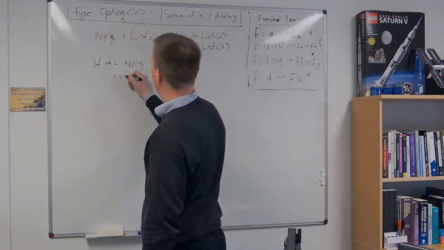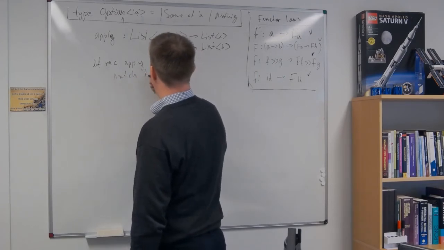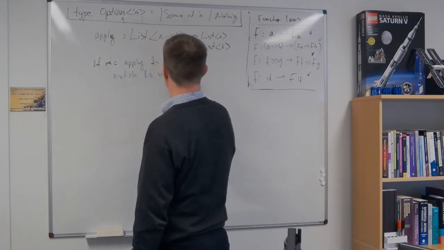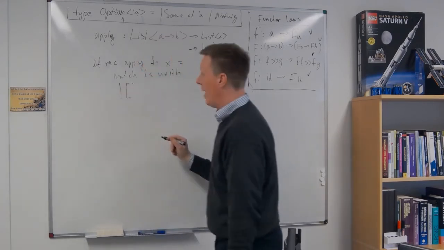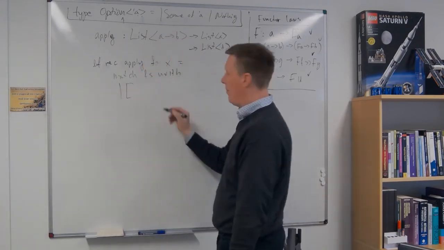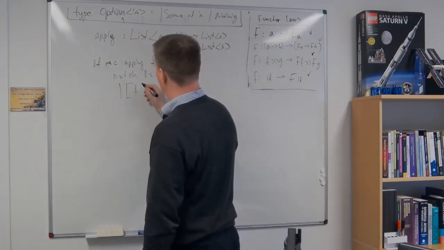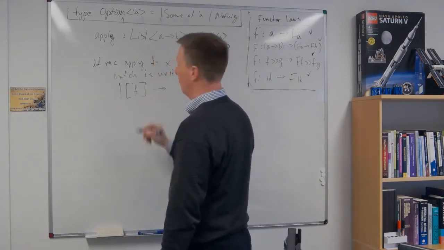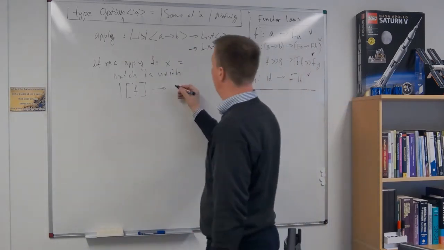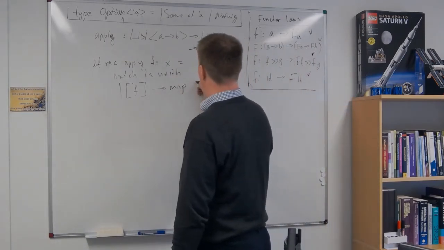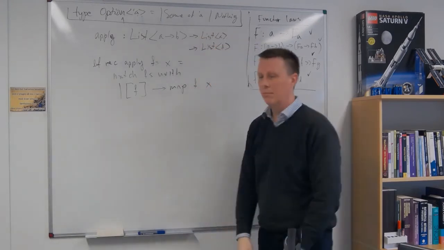Again, match fs with, and the first case we have is that we have a list which just contains a single element, f. So then we just say, okay, we have one function and we're just going to apply that. And again, map f on x, and we're done.